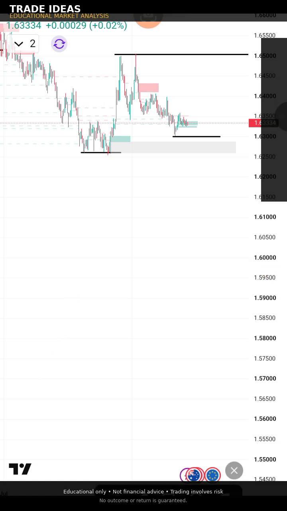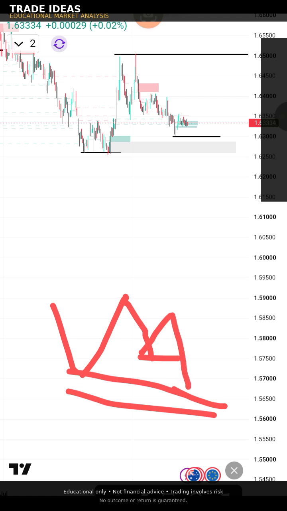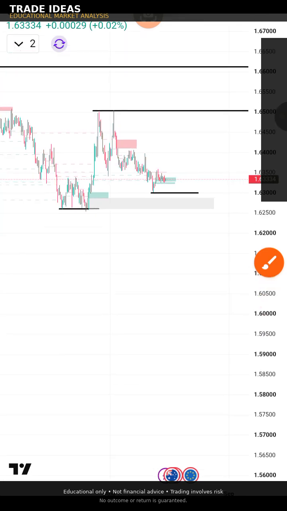I'm trying to get this. Okay, this is our area of interest. Then this incomplete pullback. Then this will become our liquidity. Market takes it and targets this. Now this is what we are looking for in the market.